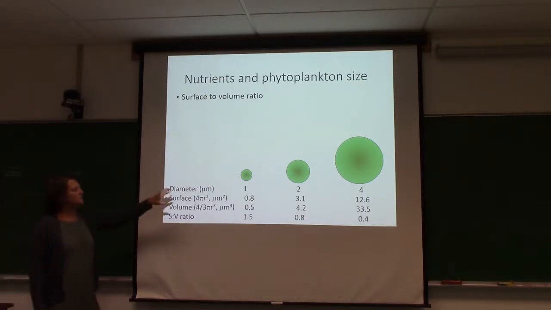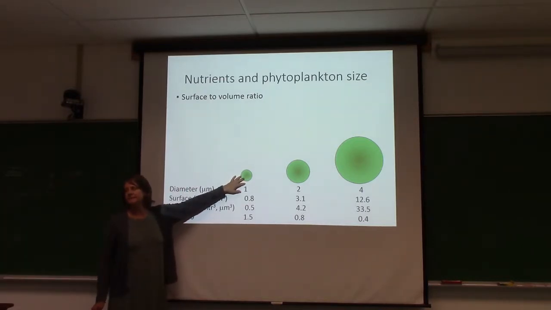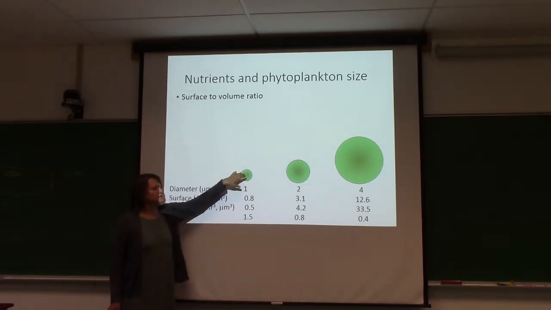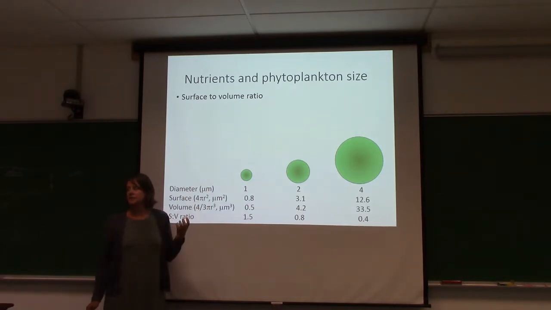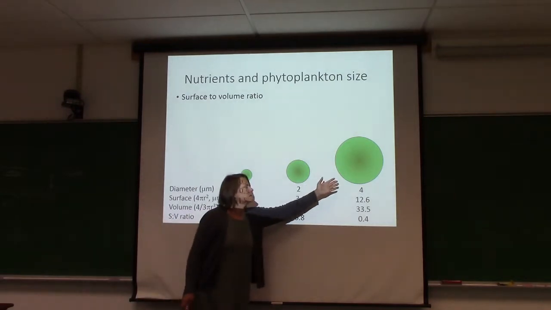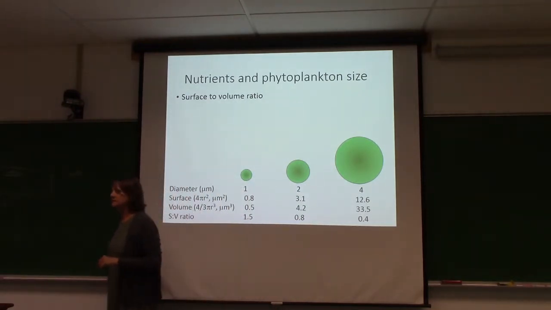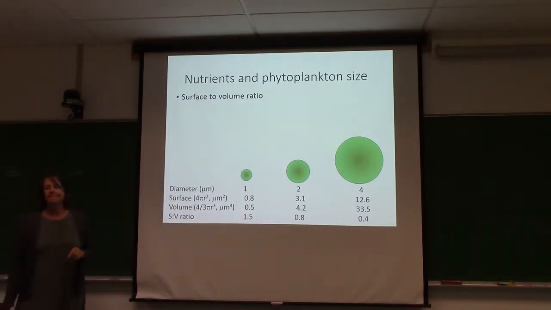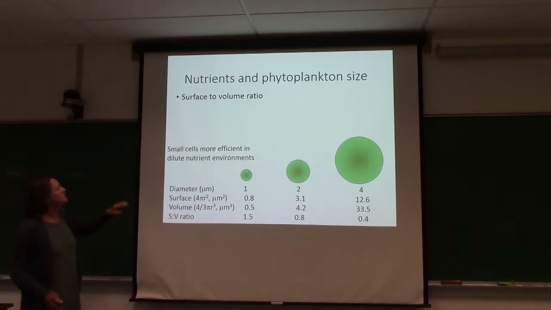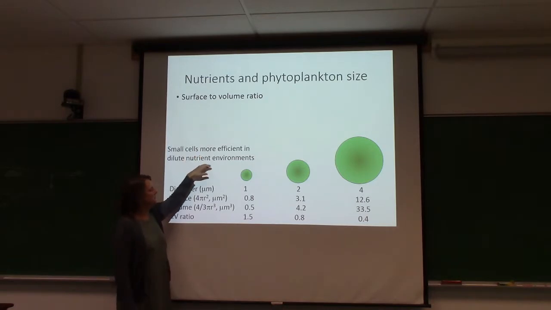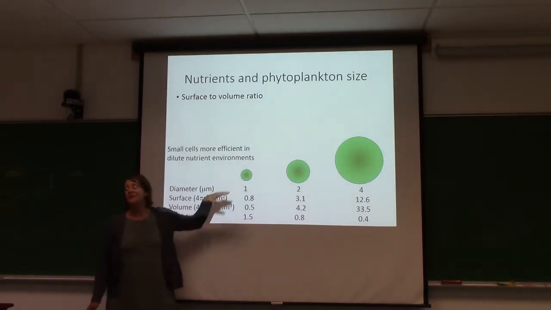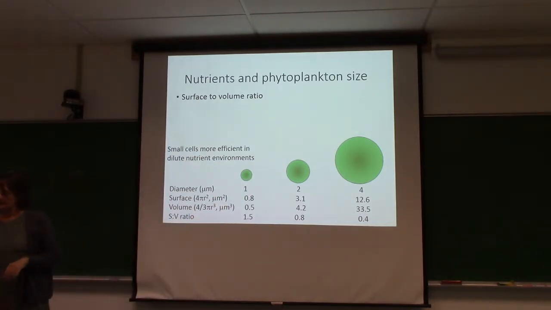They absorb nutrients through their surface area. Some have active sites, but not all. But it's the surface through which they're collecting nutrients for growth. So which one of these is going to do best in low nutrient waters? The small cells. And as it turns out, small cells are more efficient in these dilute nutrient environments, so we tend to find them in low nutrient waters.